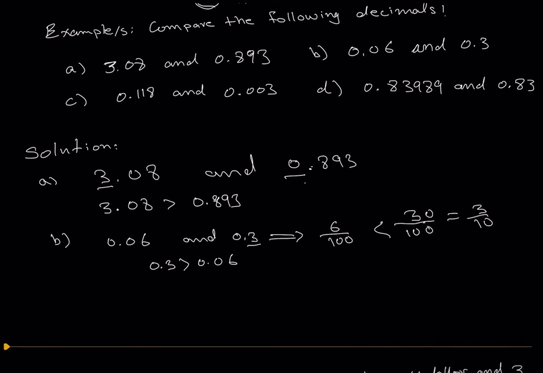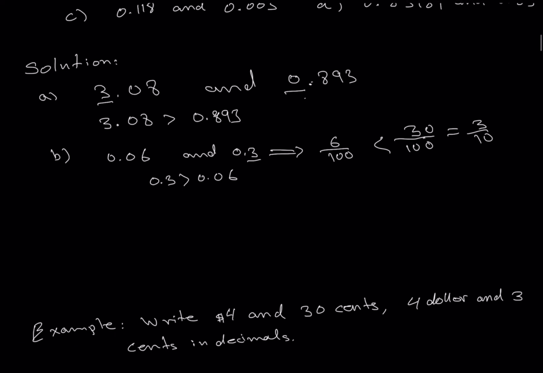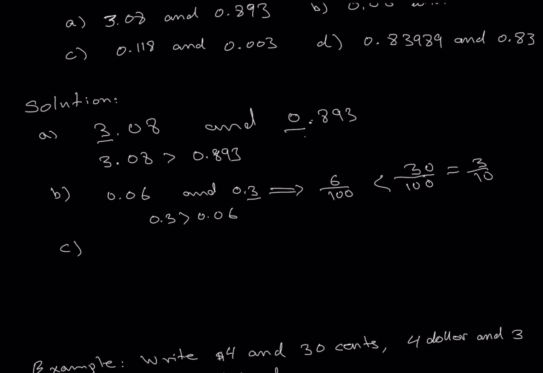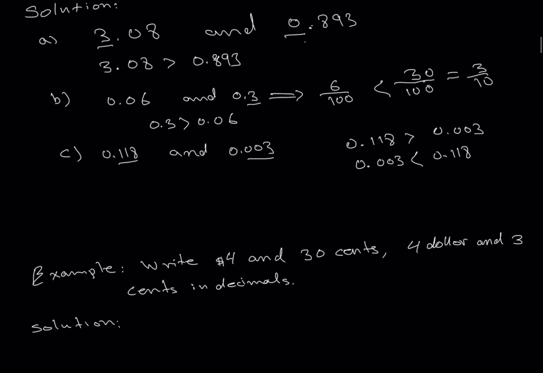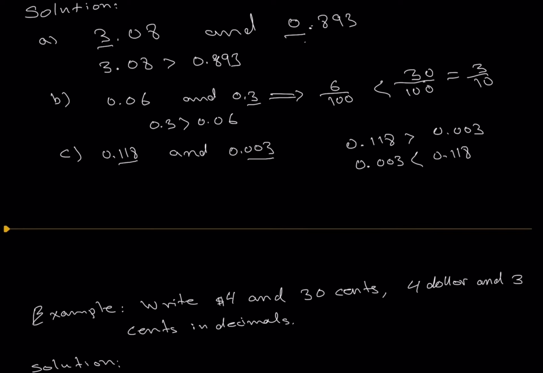Moving on to the next example. C will be 0.118 and 0.003. To compare these, whichever is the larger value. 0.118 looks like a larger value than 0.003, so we will say 0.118 is larger than 0.003. Or if you're happy with this notation, 0.003 is a smaller number than 0.118. Whatever works best for us, just do that, please.